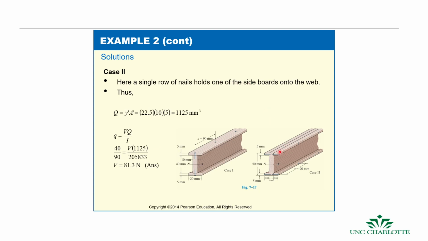If we go to the second case, there's a single row of nails that holds one side of the boards to the web. Okay, and in this case, the shear that they are going to experience is 81.3 newtons. And the reason is that this A prime area is a lot smaller. So when we find the shear, we would divide it by the Q. In this case we have 10 here times 5, so we have that smaller area that it develops over.